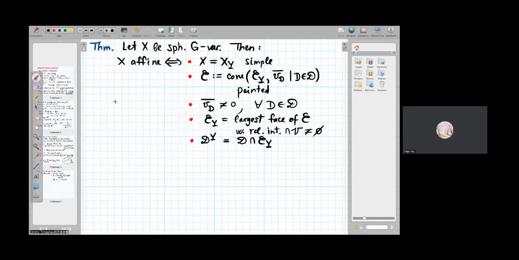But these five conditions are not equivalent, right? I mean, we should... No, no, no. I mean, affinity is equivalent to the union of all these conditions. So these conditions are independent. X is affine if and only if all these 5 conditions are satisfied.